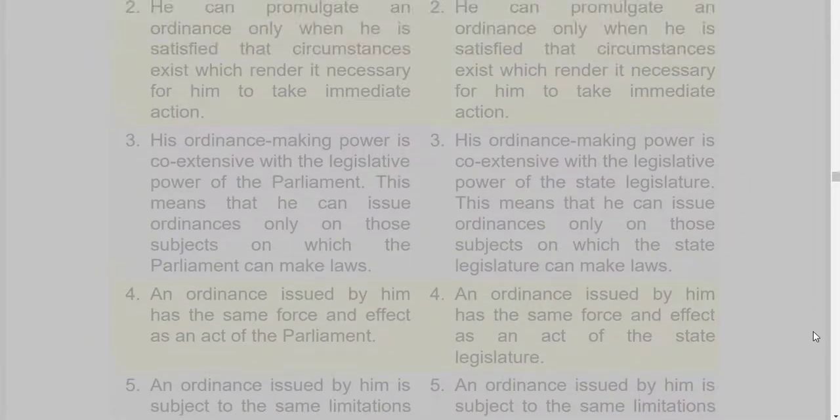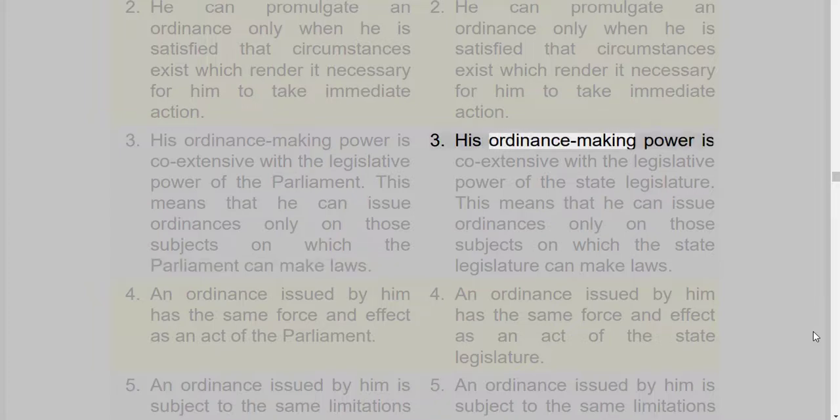2. He can promulgate an ordinance only when he is satisfied that circumstances exist which render it necessary for him to take immediate action. 3. His ordinance-making power is coextensive with the legislative power of the Parliament. This means that he can issue ordinances only on those subjects on which the Parliament can make laws.